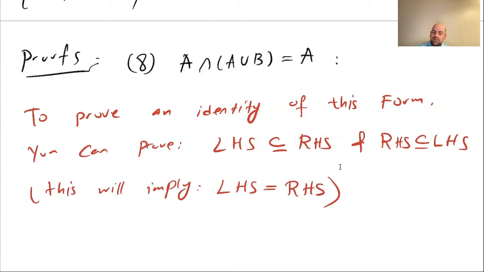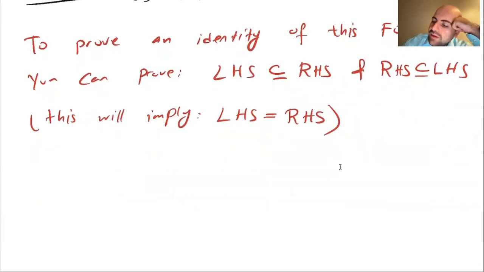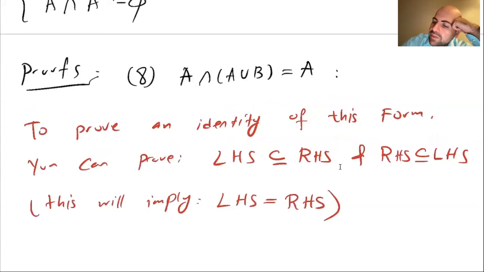If you show that A is a subset of B, and also B is a subset of A, then that means A and B must be equal to each other. So this is the common technique to prove set identities. We have to prove the left-hand side is a subset of the right-hand side, and the right-hand side is a subset of the left-hand side. So let's see, for example, now for this one, we have to prove.